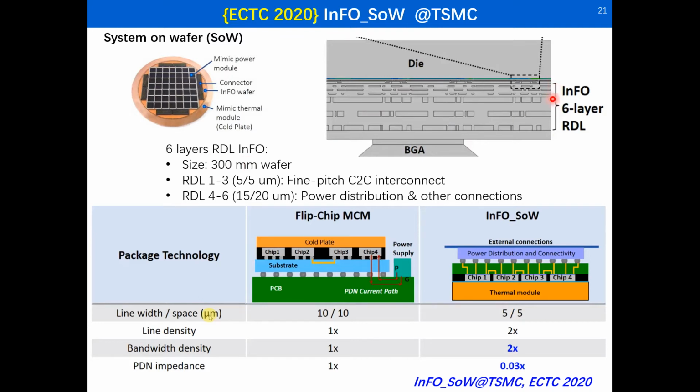Layers 1, 2, 3 have 5 micron width and pitch for chip-to-chip interconnect, and 4 to 6 have 15-20 micron width and pitch for power distribution and other connections. The advantage is that this structure does not require a PCB board and can be directly connected to a power distribution module, and it has a higher line density and bandwidth density.